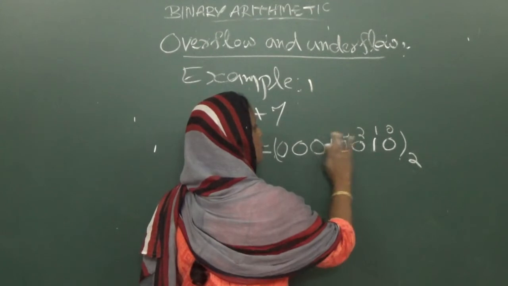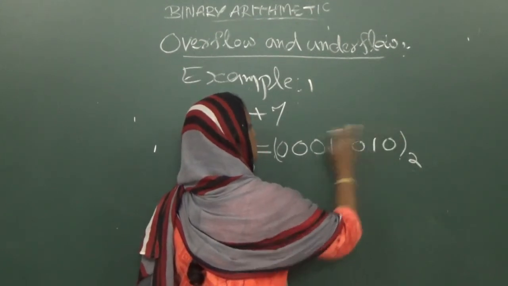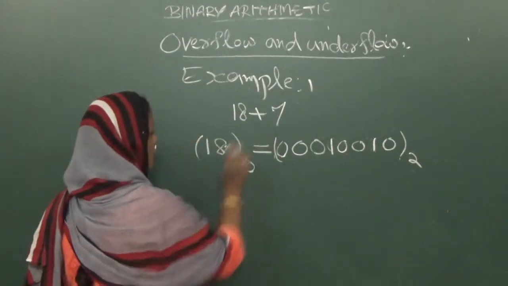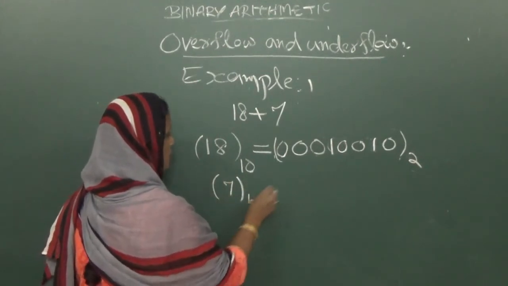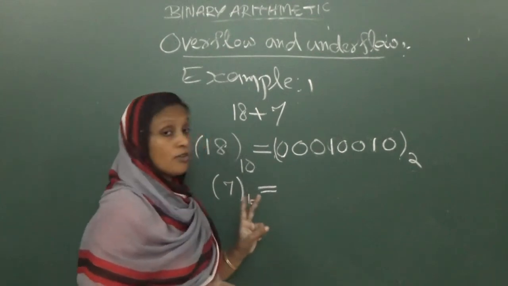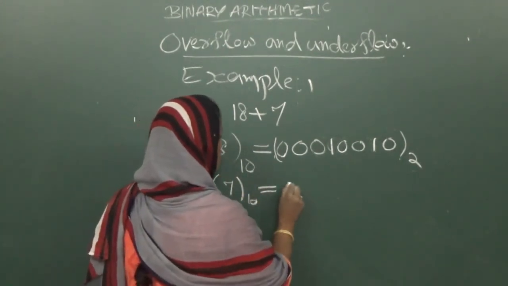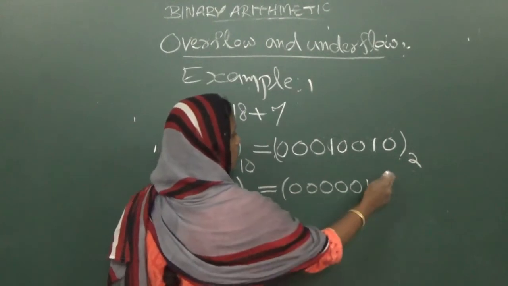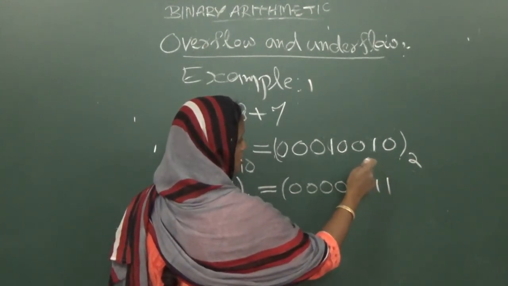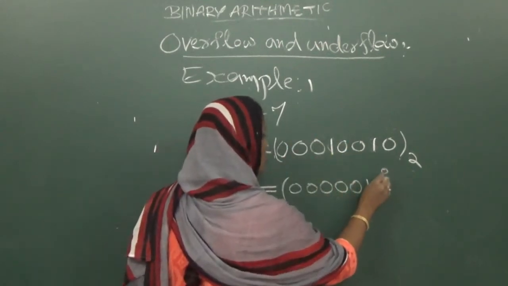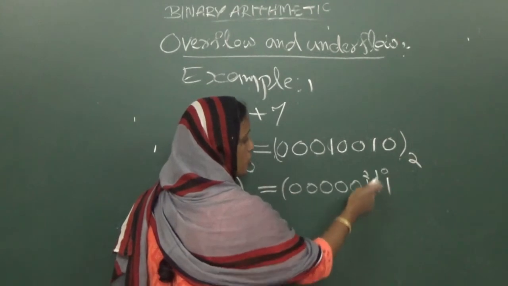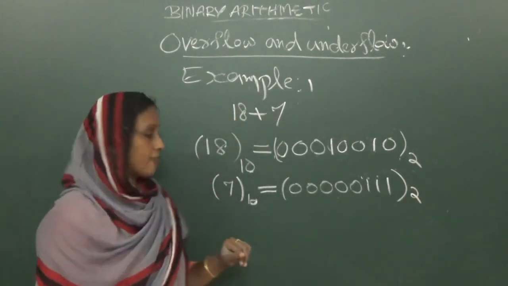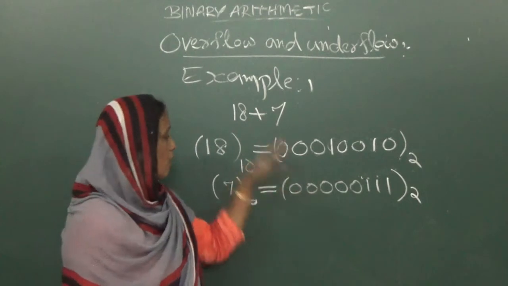This is the equivalent binary of 18. Then coming to decimal 7. How to write 7? 7 is 4 plus 3, so 0, 0, 0, 0, 0, 1, 1, 1. That is 1 plus 2 plus 4, using 2 raised to 0, 2 raised to 1, and 2 squared, which is 4. 4 plus 3 is 7. So you get 7 in binary format.